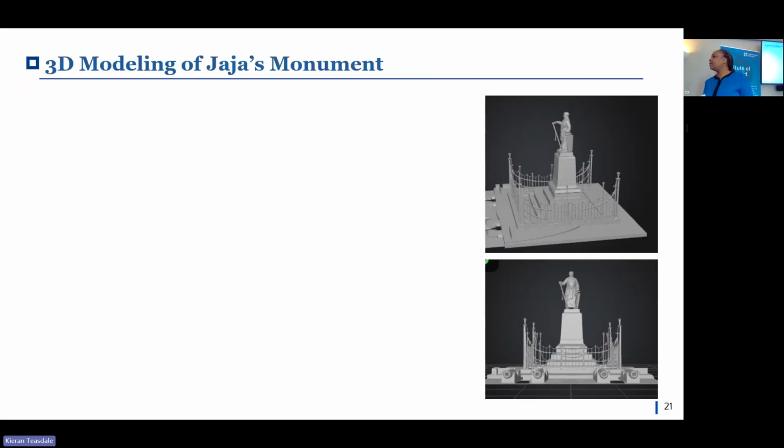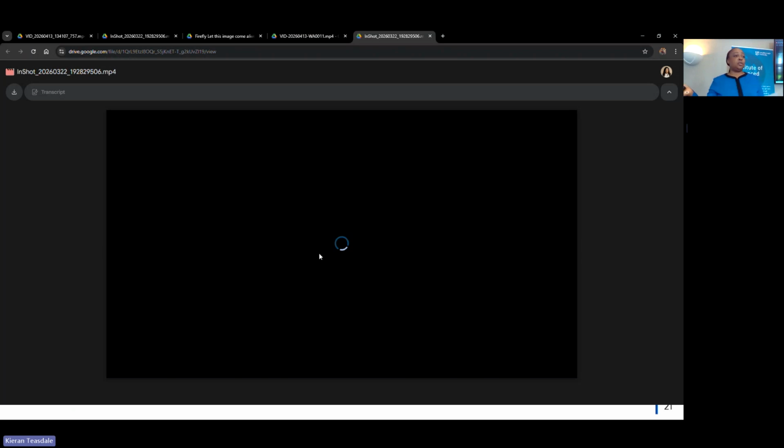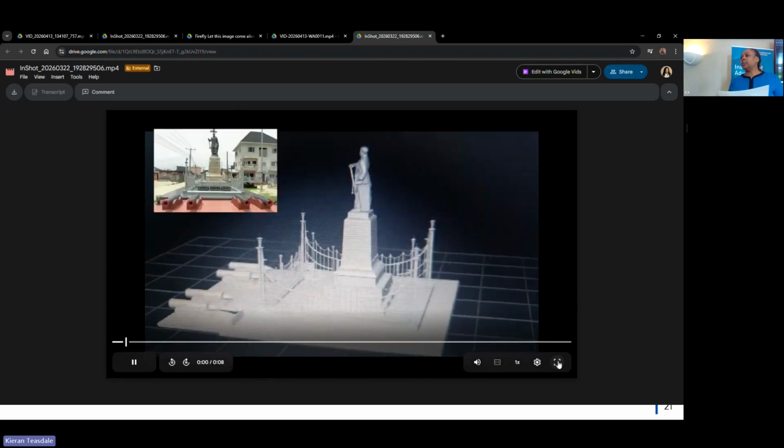So we have a video here, I think, of the Jaja monuments on display. That's a 360 view of it.